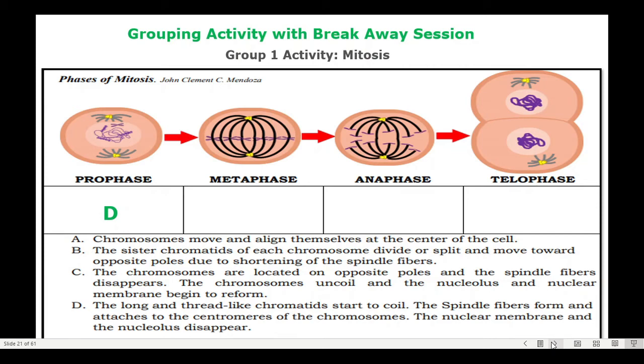Meet. Okay, nag-meet sa gitna. So, it's A. Chromosomes move and align themselves at the center. They meet at the center, metaphase. They align at the center, metaphase. Okay. Next, anaphase, away.